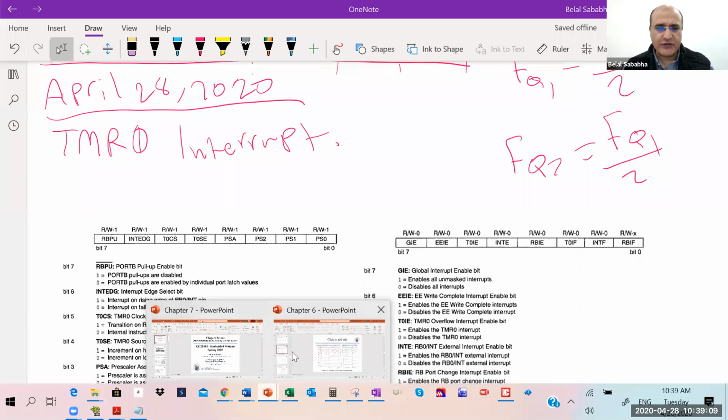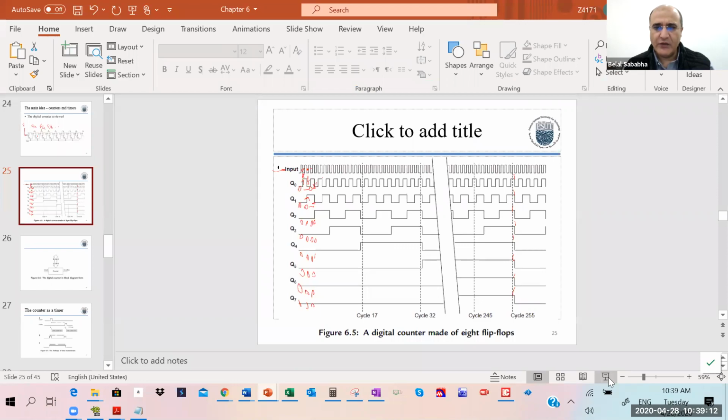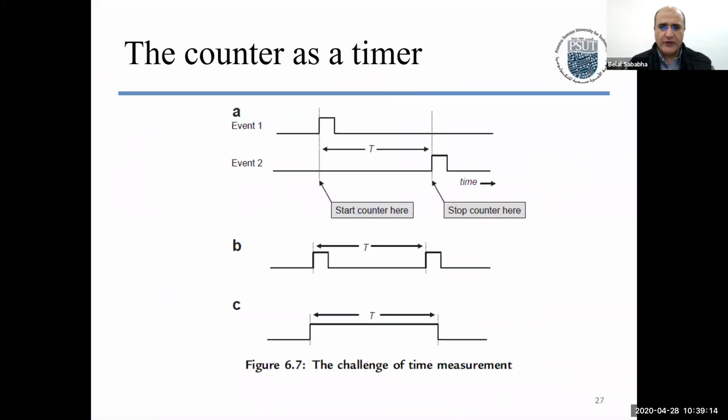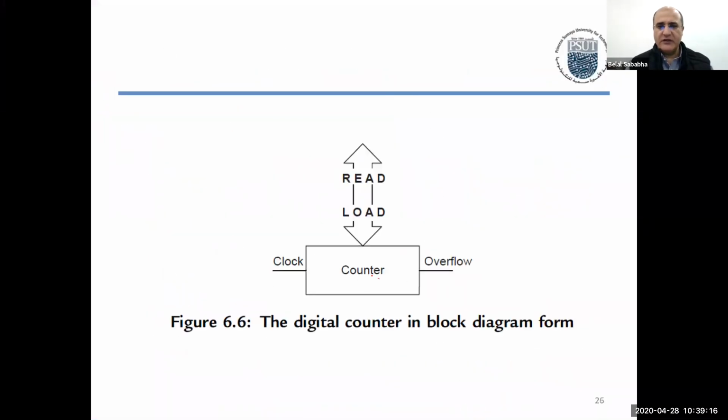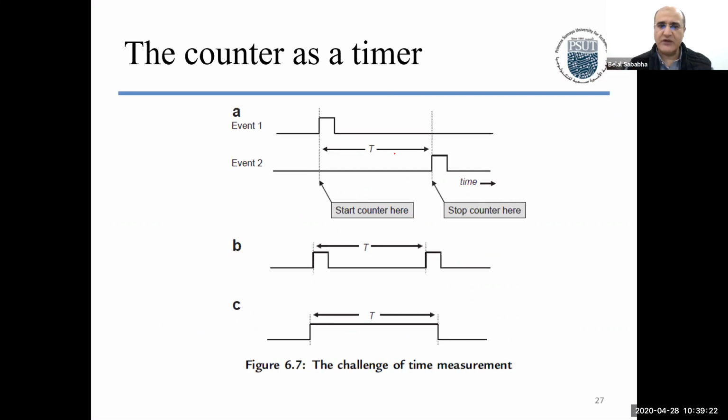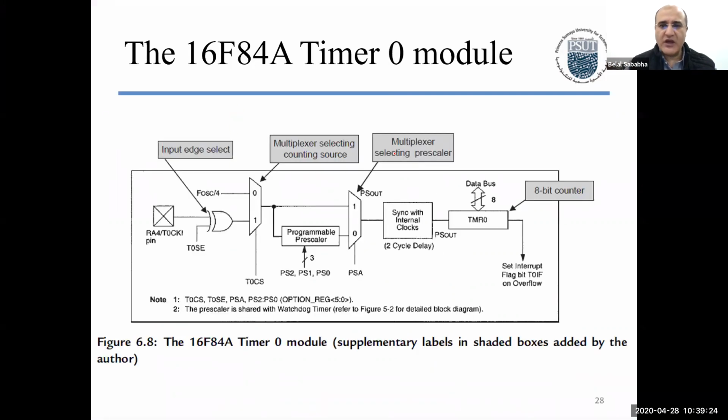We talked about timer 0, and how timer 0 has a clock and it overflows. You can read it anytime. You can load it with a value anytime. We saw some useful applications, and we saw how we can pick the clock source for timer 0.